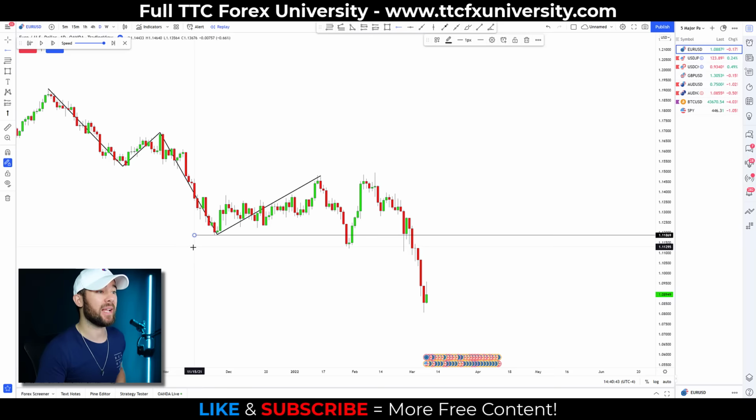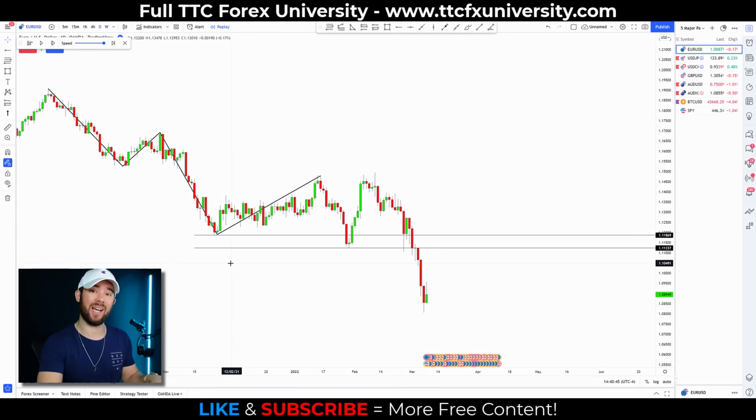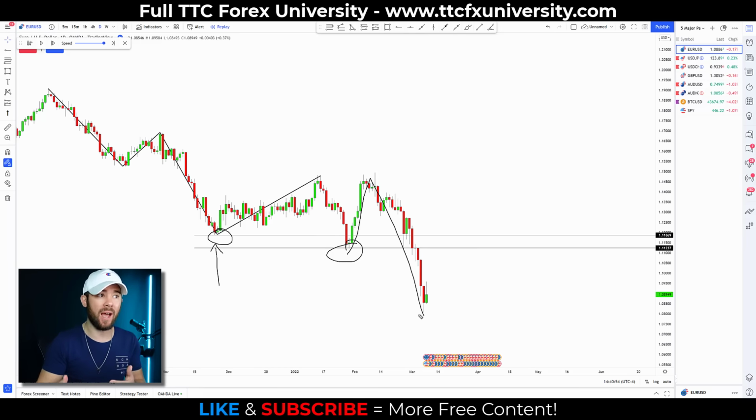I like to make an area out of this level, especially if I can get another level in that area. So there's our first hit. Here's our second hit of this support level before the break. So now what I've done is align myself with the higher time frame trend. I've also aligned myself with an area of value I can see on the higher time frame, around 1.1186, between that and 1.1123.